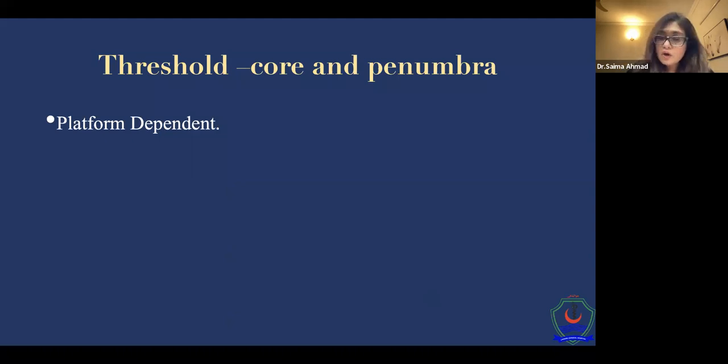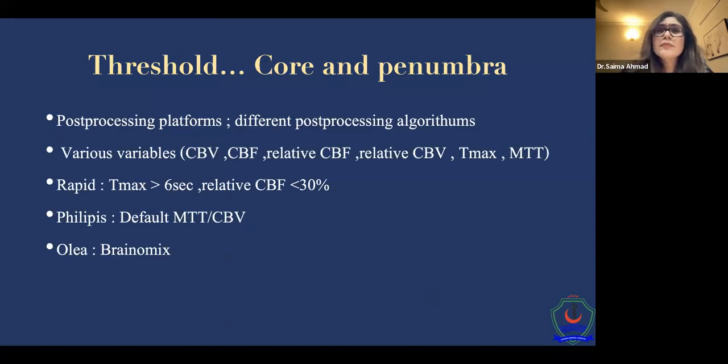Now, when we talk about thresholds, they are platform dependent. We have a number of post-processing platforms. We have Rapid, we have Philips, we have Brainomix software. So it's just like a black box, and everybody is using different kinds of variables.